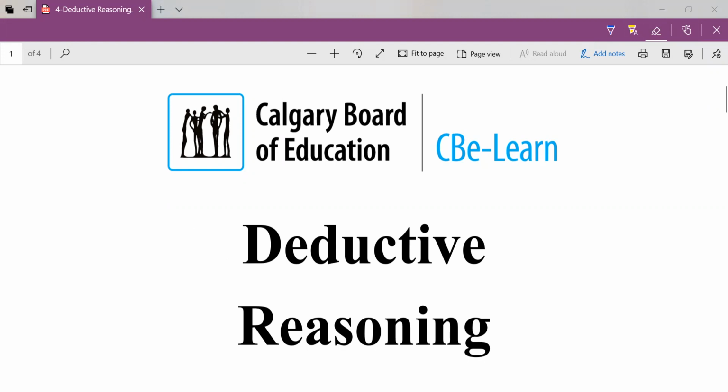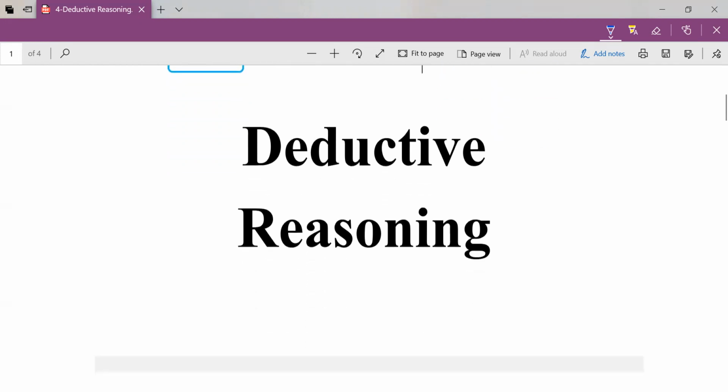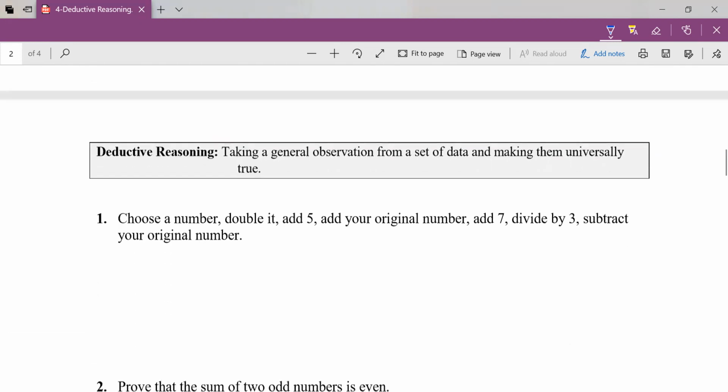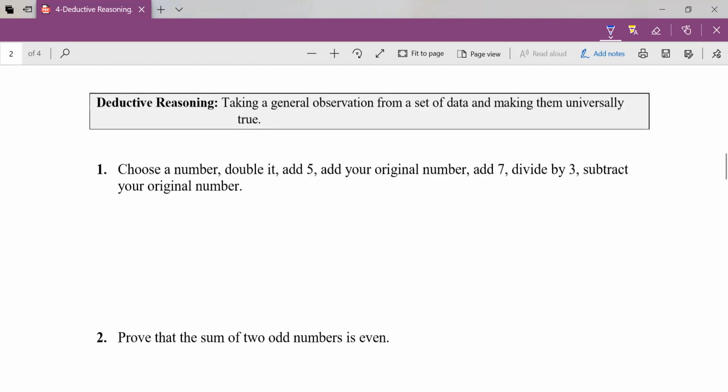What we're going to do in this lesson is the most important part, in my humble opinion. It's showing that our conjecture is always universally true. So deductive reasoning will be taking a general observation from a set of data, our conjecture, and making it universally true, meaning it's always correct. You could bet your house on it.